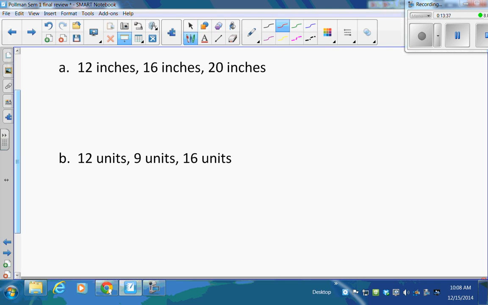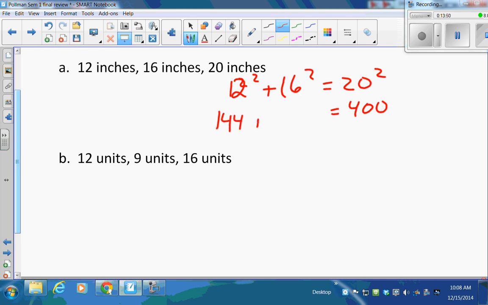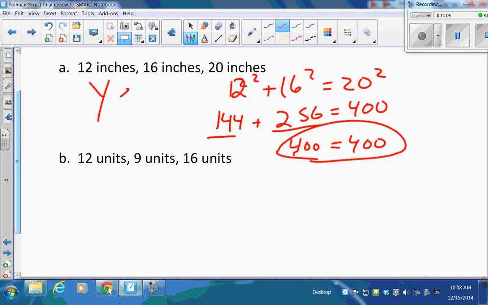All right, so if I plug these in, 12 squared plus 16 squared equals 20 squared. 20 squared is 400. 12 squared is 144. 16 squared is 256. When I add 144 and 256 together, I get 400. And that does equal 400. Both sides came out the same. So my answer is yes, that is a right triangle.